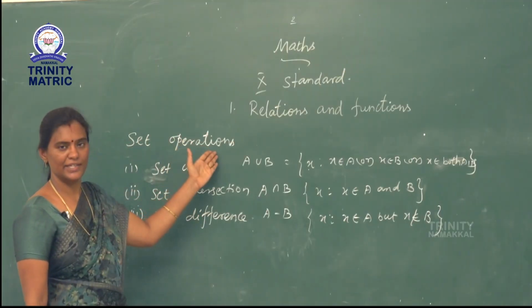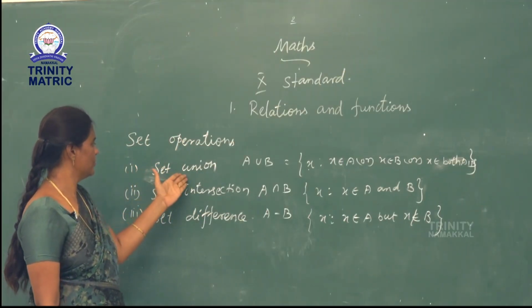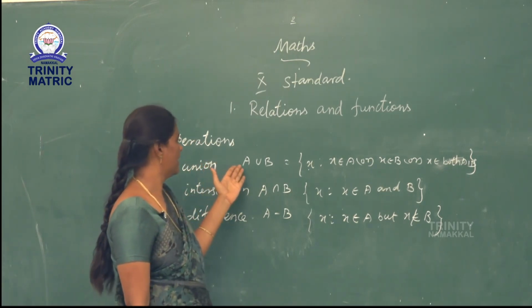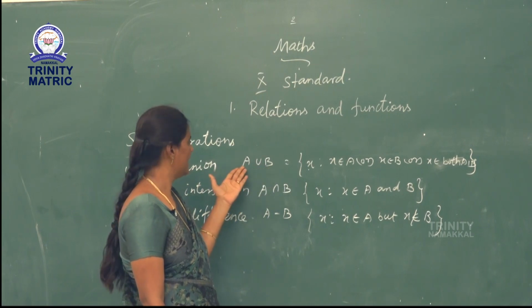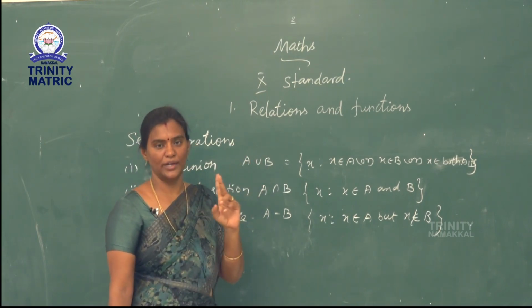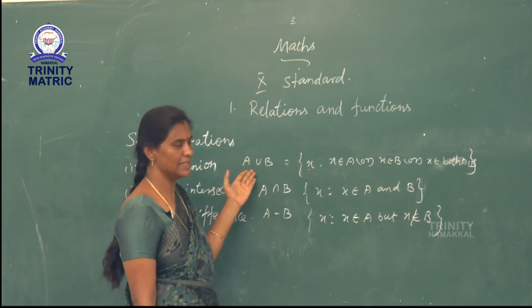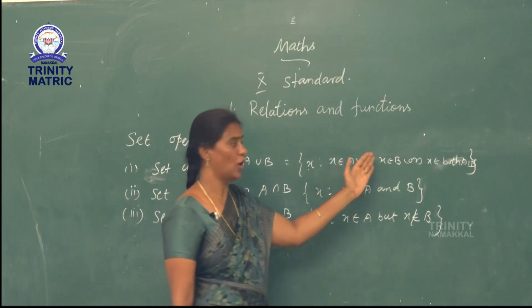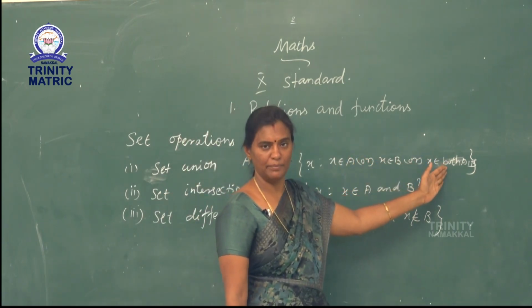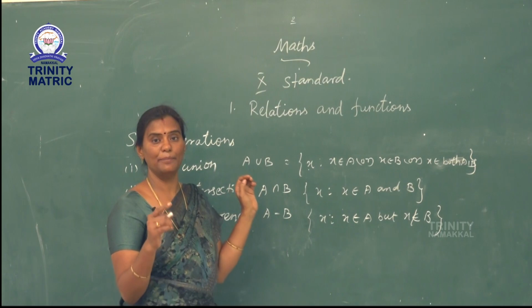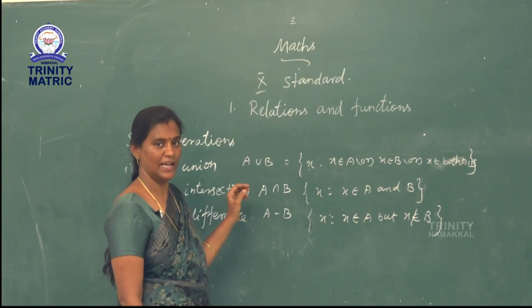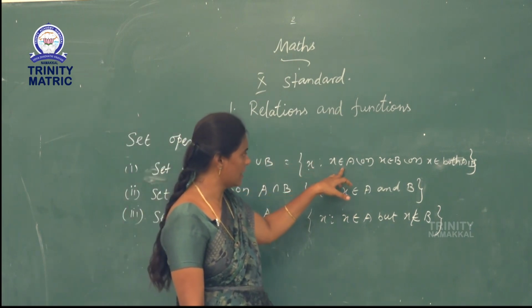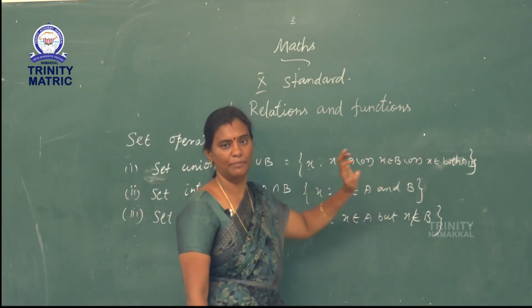Next we are going to see set operations: set union, set intersection, set difference. Here A union B, where A and B are two non-empty sets. The elements in A union B are the elements either in A or in B or in both A and B.